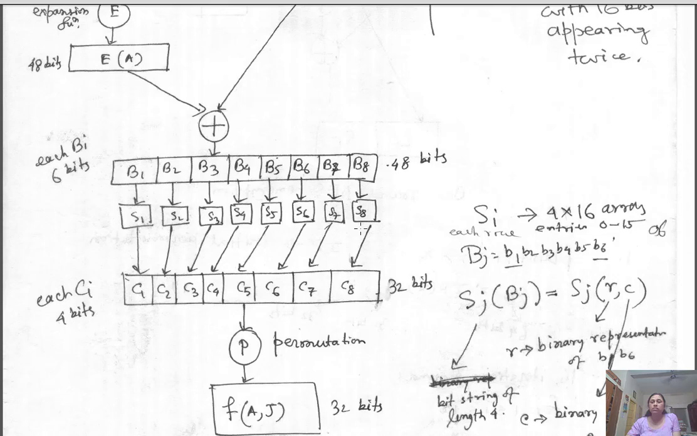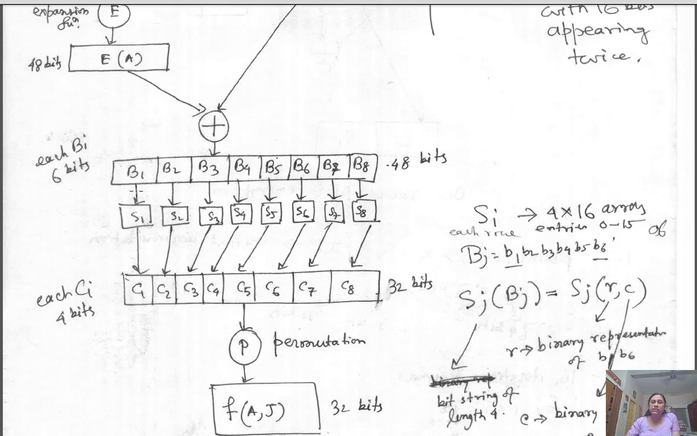So you are getting 32 bits. Each C_i is 4 bits, and there are 8 blocks. Now how are these generated? These S boxes are given, the expansion function I have already shown, and the specifications are also given for how it produces a 4-bit output from a 6-bit input. It operates in this way.